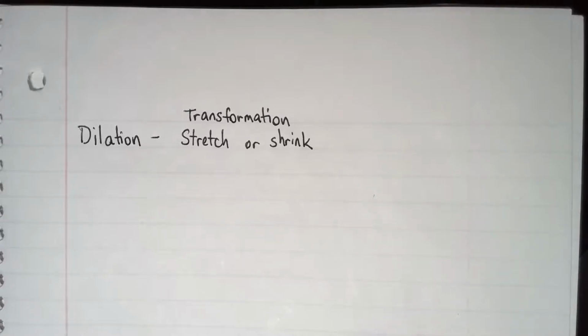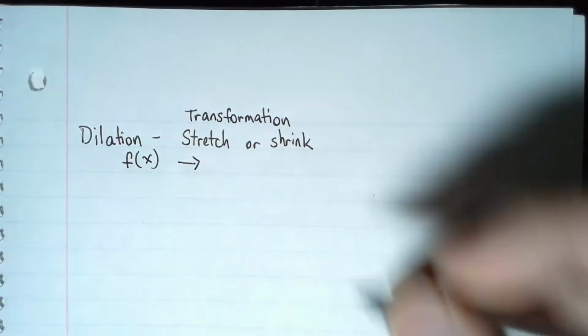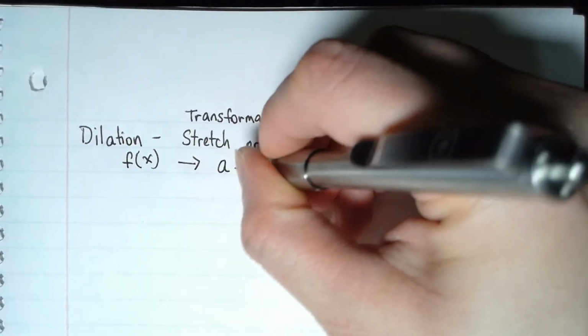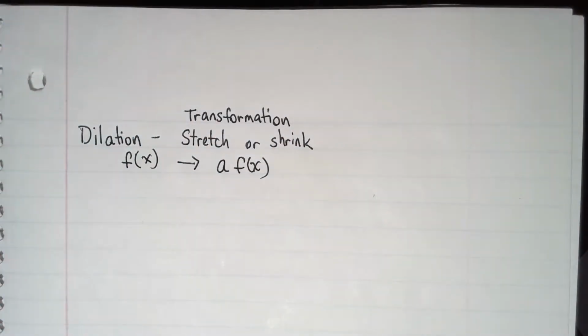Here's an example of dilation. How do we know when there is a dilation? Now that means something must be multiplying or dividing in order for there to be some sort of dilation. So if I give you a generic function right here, f of x, and I change it to become a times f of x, this right here is multiplying to the function. Since it's multiplying, that means we have some sort of dilation.